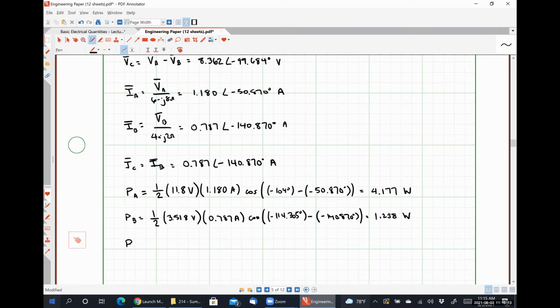And then for the average power absorbed by the 8 plus J7 ohm impedance, I would have 1/2 times 8.362 volts times 0.787 amps times cosine of negative 99.684 degrees minus negative 140.870 degrees. And that should be 2.475 watts.